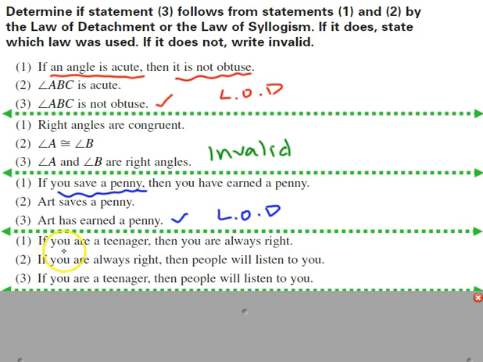So let's go and label our statements. Being a teenager, here's our P. Always being right, this is our Q. Always being right, here's our Q again. And then people will listen to you. Here's our R, a new statement. So since we have Q, the repeated statement in the conclusion of one and the hypothesis of the other, we can cut those out and take the remaining statement, if you are a teenager, then people will listen to you. This is a valid conclusion using the law of syllogism.